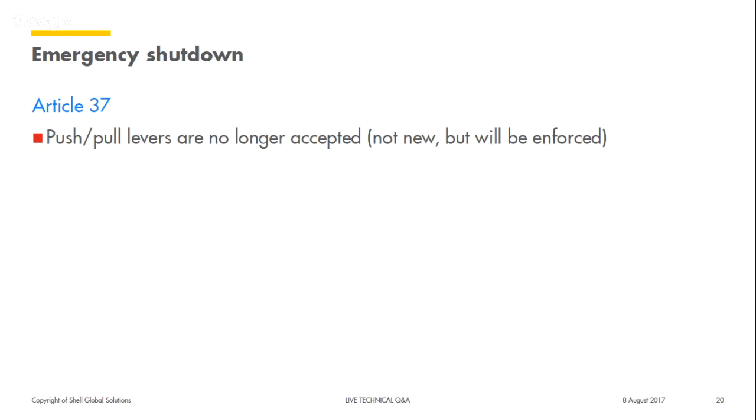Emergency shutdown, again, this is not a new rule, just want to stress again that push-pull levers are no longer accepted, only the red push buttons are allowed, okay? Red push buttons, which are latching, okay? Next slide.